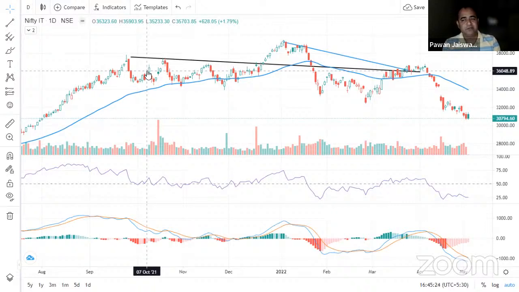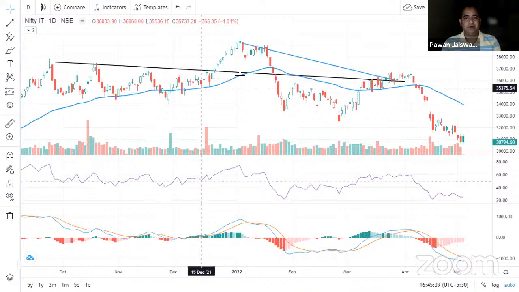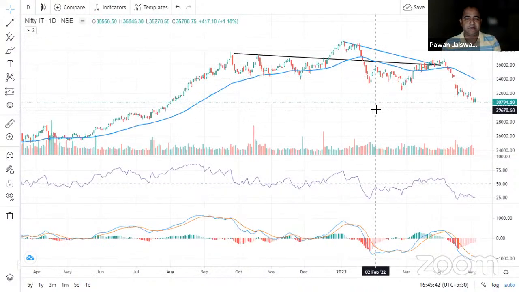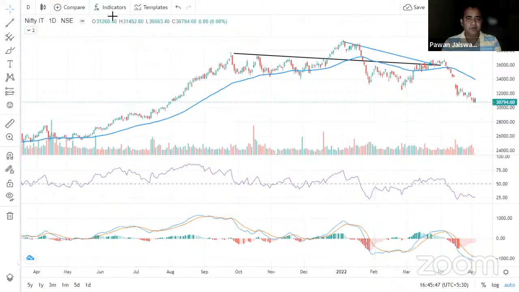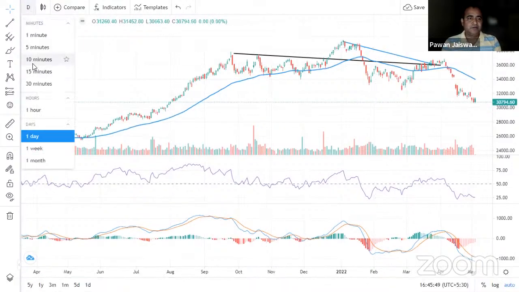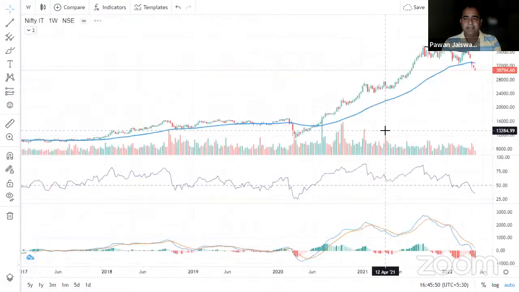But before that, there is some support around 29,000 to 29,500. It may take support around that level. So overall the structure once again is negative in this IT space also. Please take note of all these things. From a level point of view, the levels I have already discussed, and it is trending sideways around 29,000. Let me open the weekly chart.